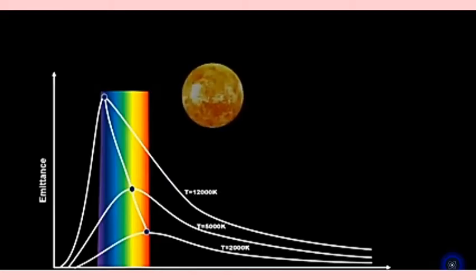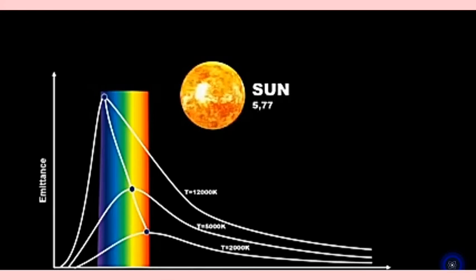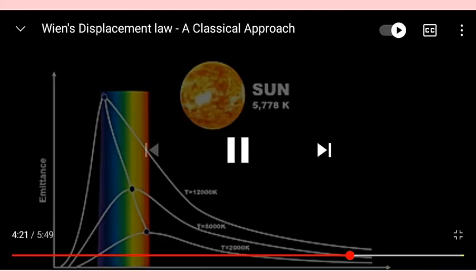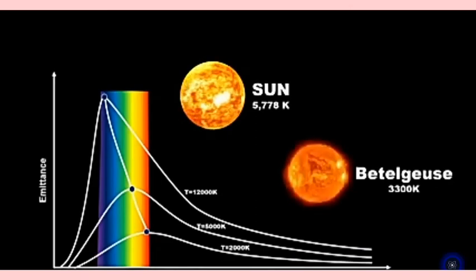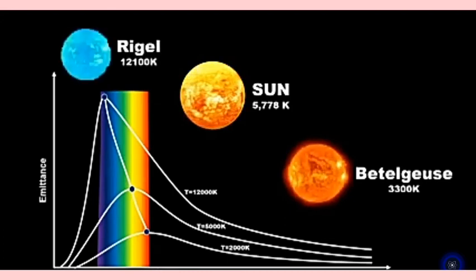The temperature of the Sun is 5778 Kelvin and it comes in the yellow-green portion of the spectrum. Similarly, in the Orion constellation, Betelgeuse, which is a red star, has a temperature of 3300 Kelvin. Rigel is blue and has a temperature of 12100 Kelvin. Therefore, it can be said that the temperature of a blue star is higher than that of a red star.